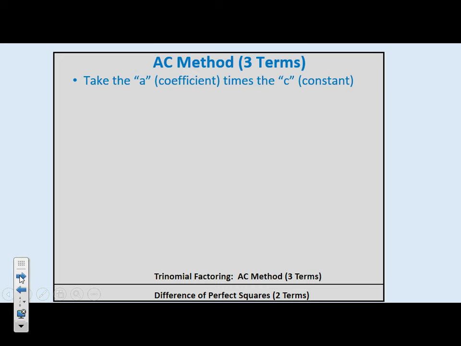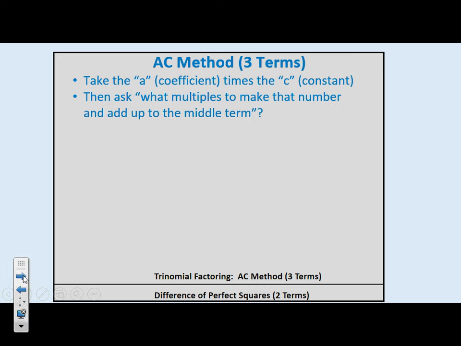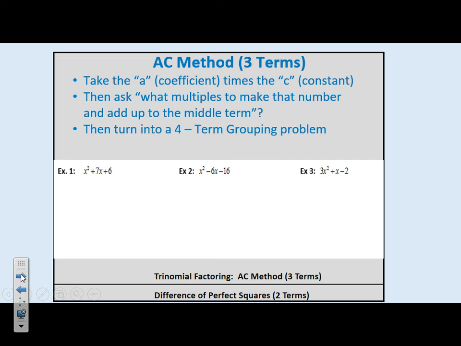We're going to do factoring trinomials or AC method. Okay, this needs to be written on top, please. You need to take the A, the coefficient, times the C, which is the constant. Then ask what multiplies to make that number and adds up to the middle term, so our B. Once we get that, we're going to turn it into a four-term or a grouping problem, so what we already did the other day. So we're going to work through these 3 examples, all right?